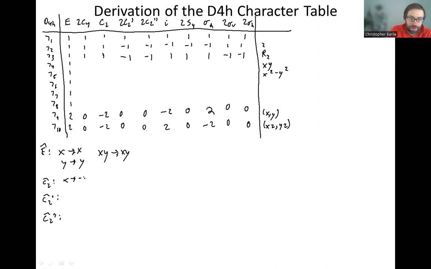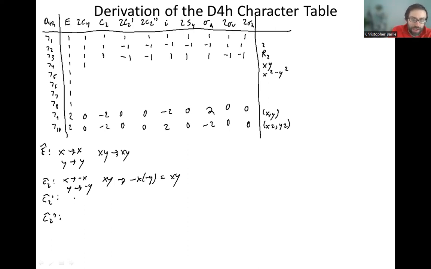Well, previously we found that x went to minus x. Again, see the previous video for where I'm getting this from. I'm just getting it from when we derived gamma 9. But it's a spinning 180-degree rotation, so x went to the negative self, y went to the negative self. But what's interesting here is now xy goes to what? Negative x times negative y, which equals xy. So xy went to xy. That's going to give us a positive 1.